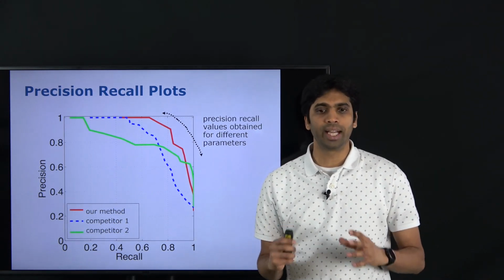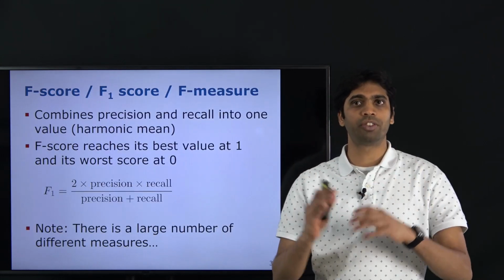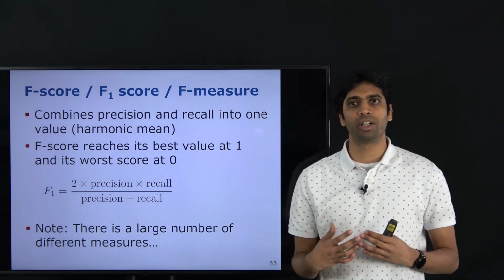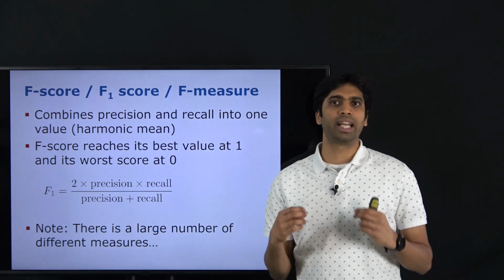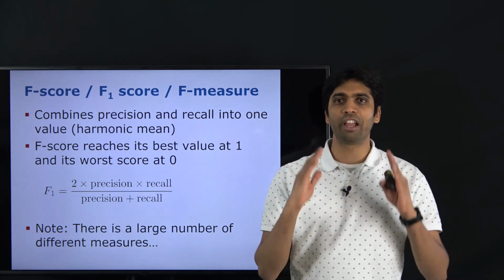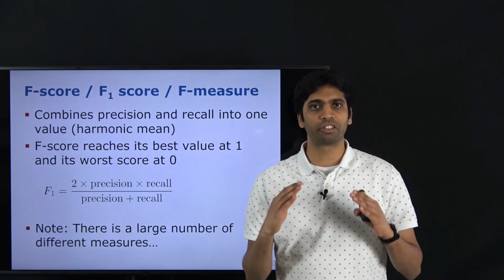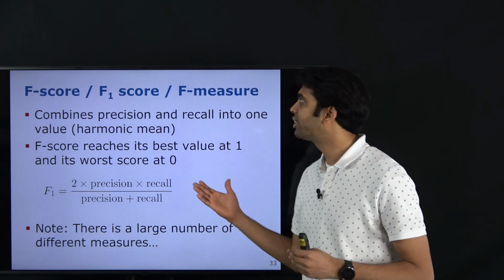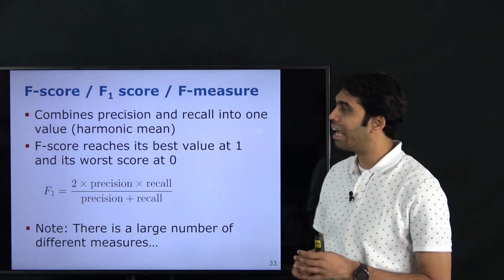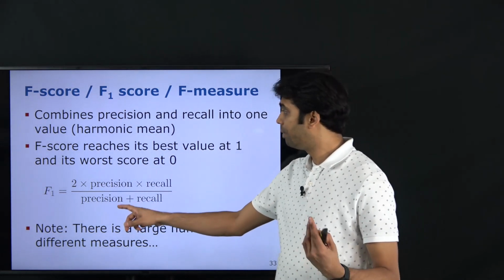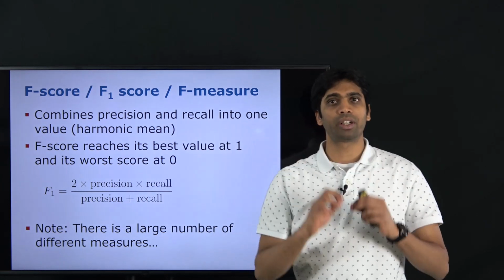Okay, so we saw these different kinds of plots which help us analyze how a particular classification system works, but it's a lot of data points, and often we want a go-to value to figure out if I am happy with the classifier, if this gives me the performance that I'm actually looking for. One such value is what is called the F1 score, which is nothing but the harmonic mean of the precision and recall at a particular threshold value.